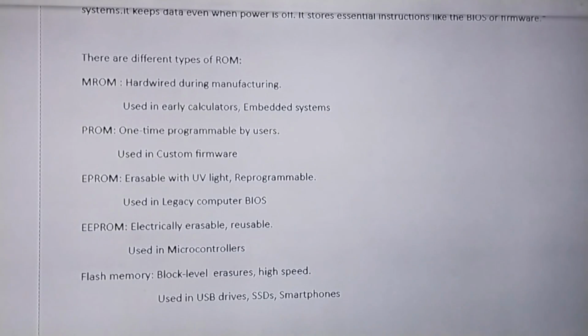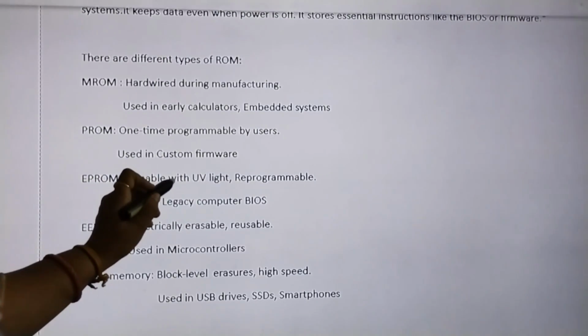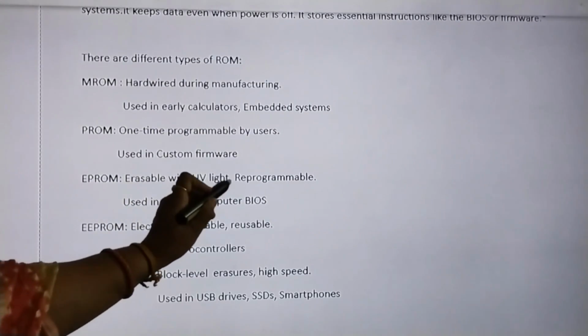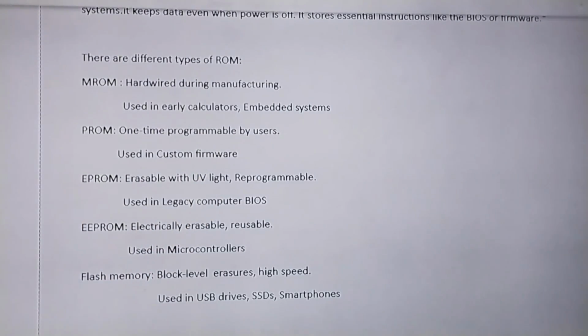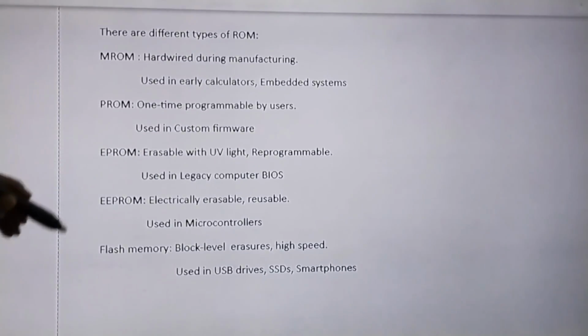Next is erasable programmable read-only memory. This memory can be erased, but only a few times. It is erasable with ultraviolet light, and it is reprogrammable also, but only to a limit. It is used in legacy computers and BIOS.